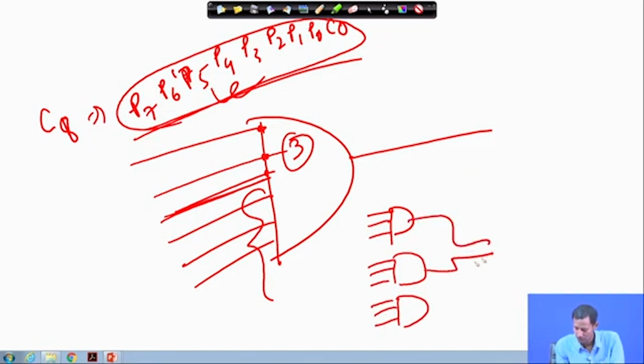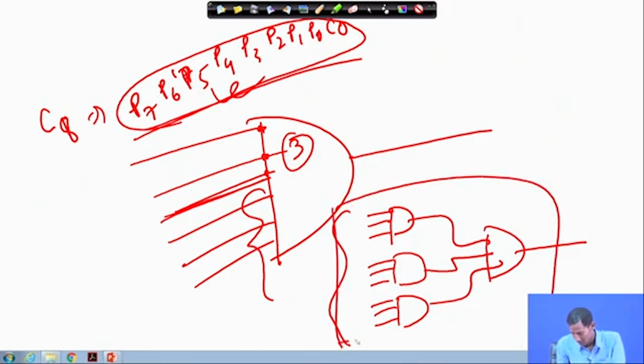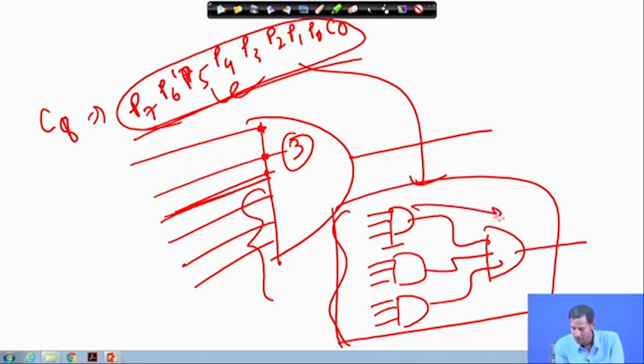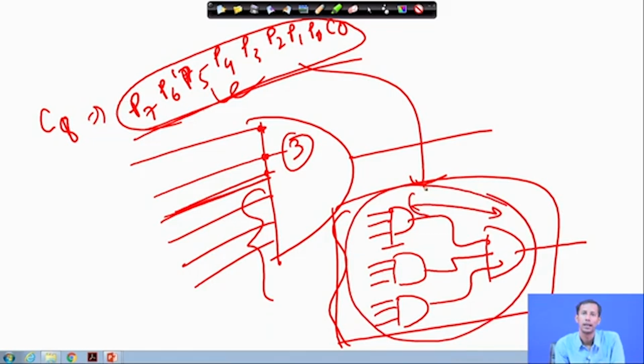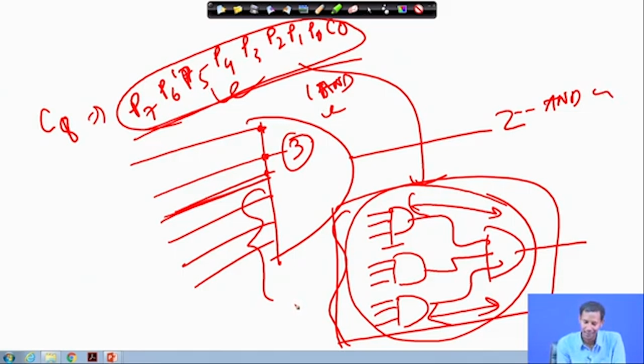So this will be the circuit for implementing this. Here I am just increasing the level. The logic level has been increased: here it was only one AND gate delay, but now it will be 2 AND gate delays. Now, if I say the maximum fan in is 2, then again it will increase.